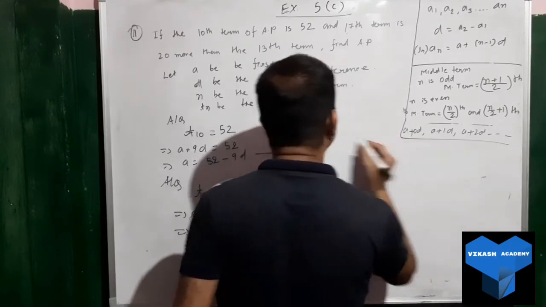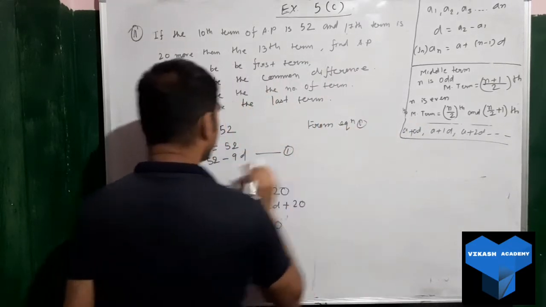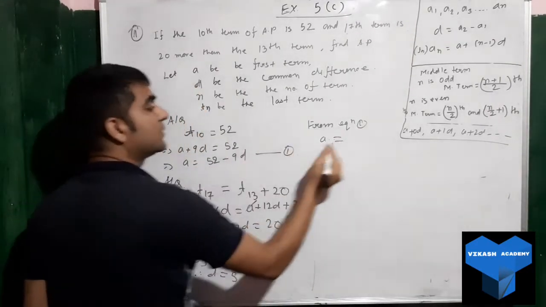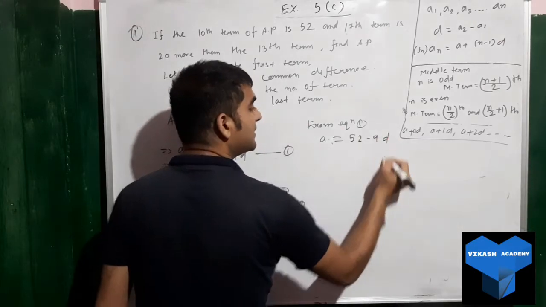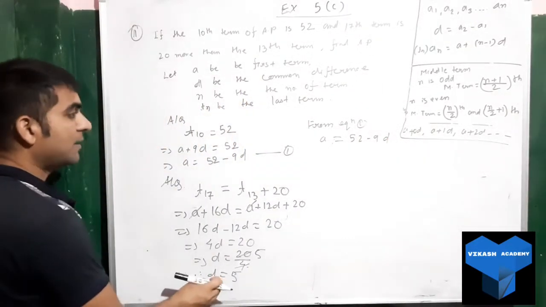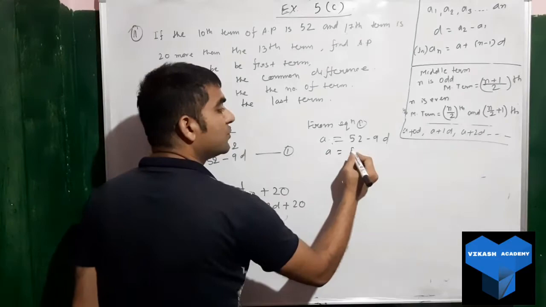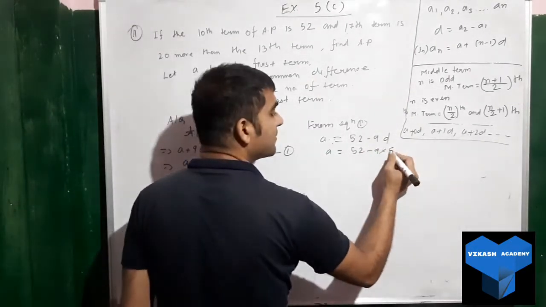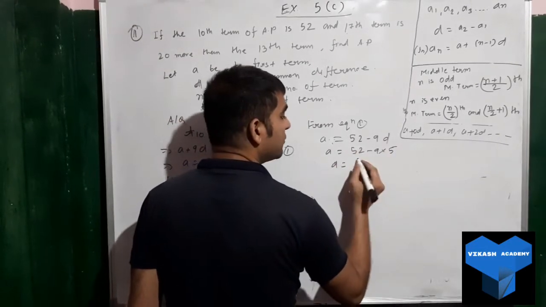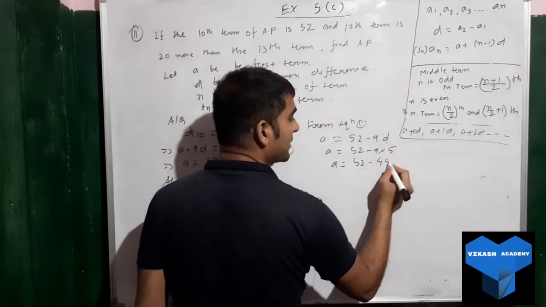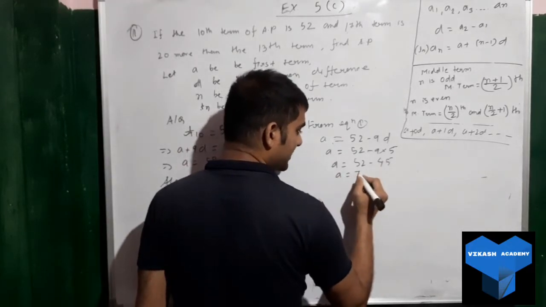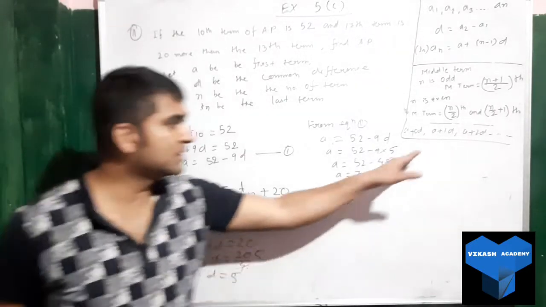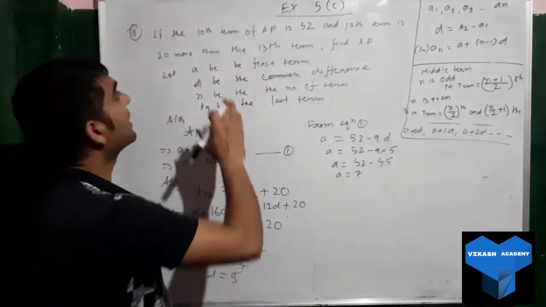From equation 1, A plus 9D equals 52, so A equals 52 minus 9D. Now put the value of D here. A equals 52 minus 9 times 5, which is 45. Then 52 minus 45, we got A equal to 7. Now we got A and we got D, so we use this formula for finding the AP.